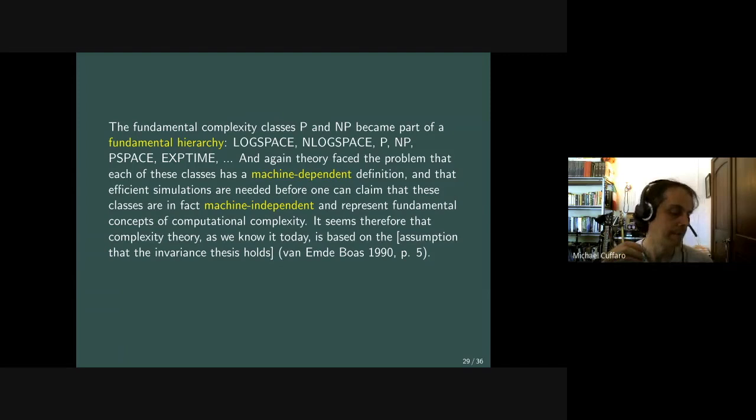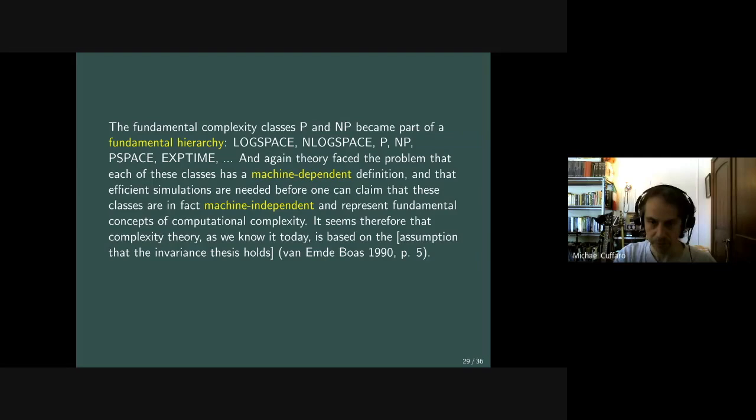He writes in this paper: the fundamental complexity classes, P and NP, and he's going through a little bit of the history, became part of a fundamental hierarchy: log space, n log space, P, NP, P space, X prime, and so on. Again, the theory faced a problem that each of these classes has a machine-dependent definition, and that efficient simulations are needed before one can claim that these classes are in fact machine-independent and represent fundamental concepts of computational complexity. It seems, therefore, that complexity theory, as we know it today, is based on the assumption that the invariance thesis holds. I want to take issue especially with that latter part.